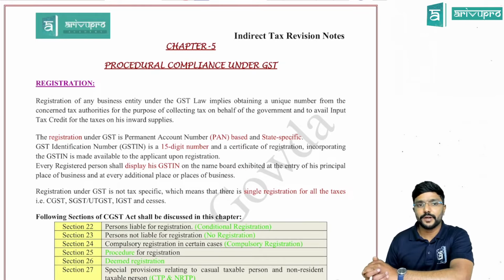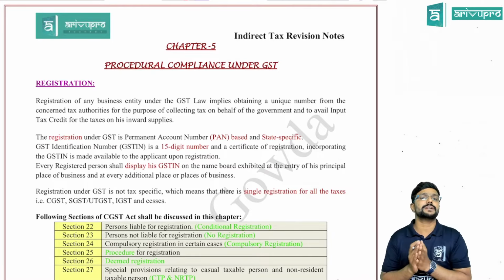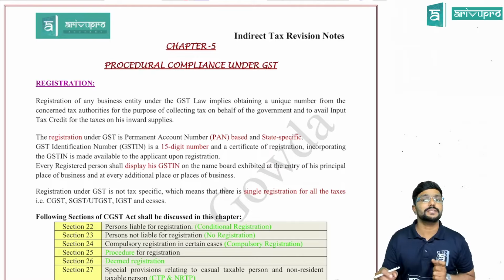Now we will revise chapter 5, which talks about the procedural compliance under GST. There are various topics covered under this chapter. The first topic is registration.